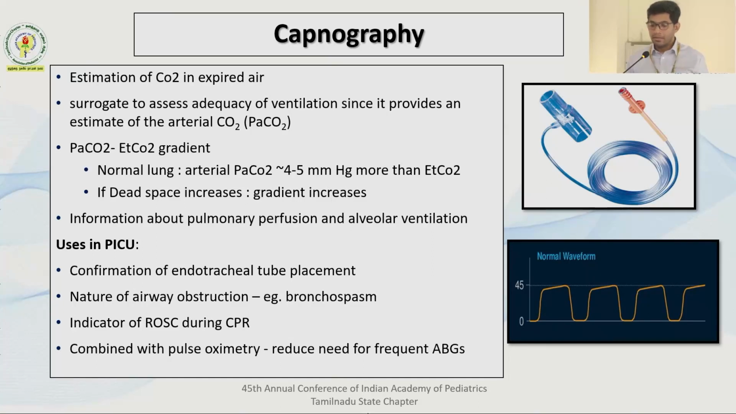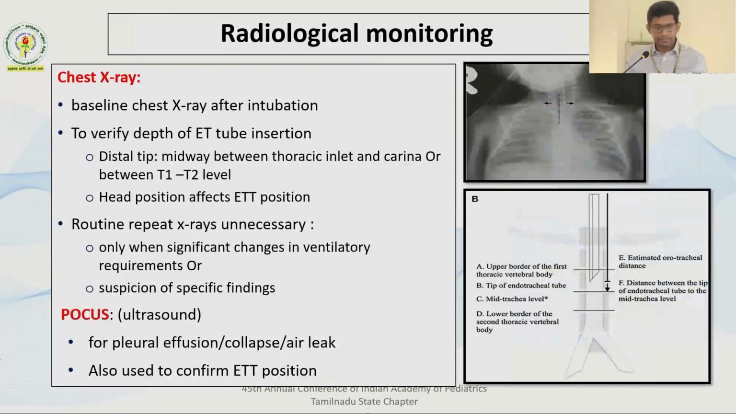In the PICU per se, the uses of capnography starts from the confirmation of endotracheal tube placement to identify the nature of airway obstruction in some cases like bronchospasm, to serve as an indicator of return of spontaneous circulation during CPR, and it can be combined with pulse oximetry to reduce the need for blood gases.